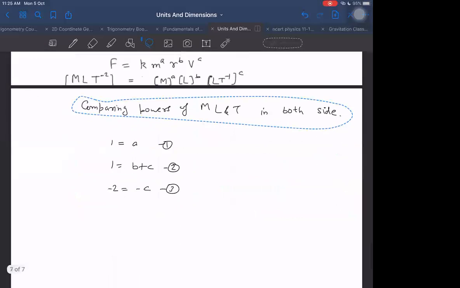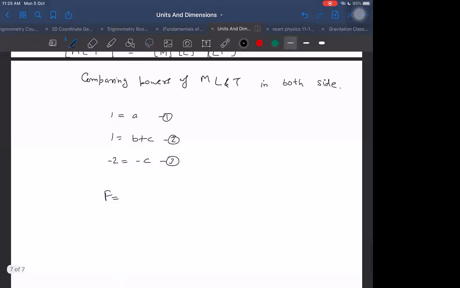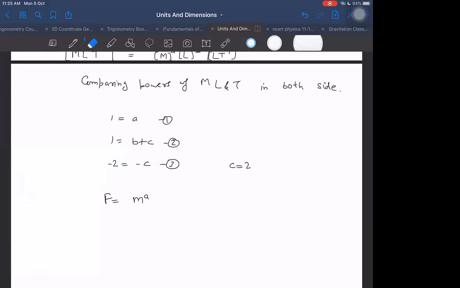Now what's the formula then? Let's put the values back. C is coming out to be 2, and B plus C is 1, so B is coming out to be minus 1. Then we get the formula: M raised to power A, R raised to power B, V raised to power C, with B equal to minus 1 and C equal to 2.